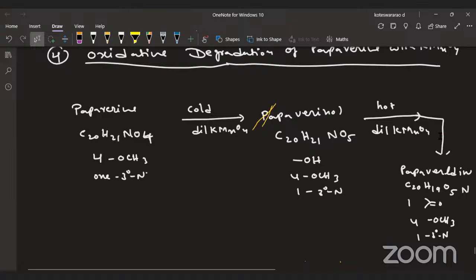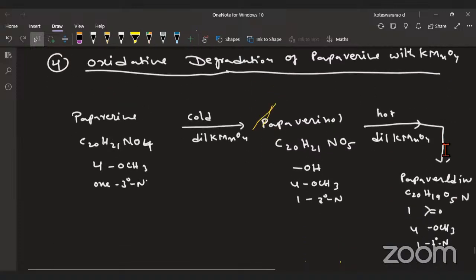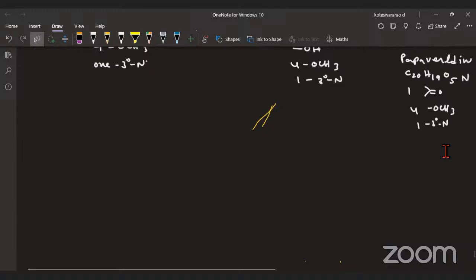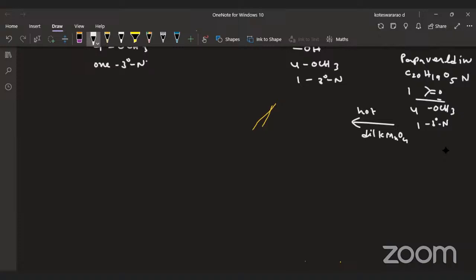Then again, it is treated in another step with hot dilute KMnO4. Then it will be oxidized. The keto group becomes oxidized, which leads to the formation of papaverinic acid.